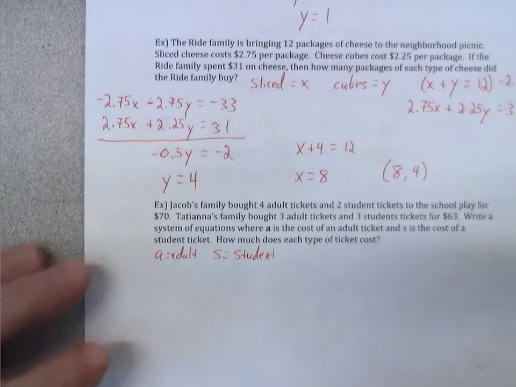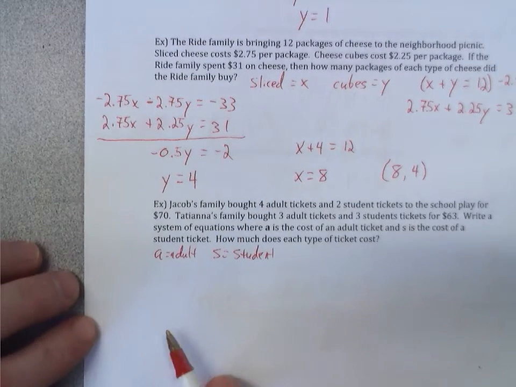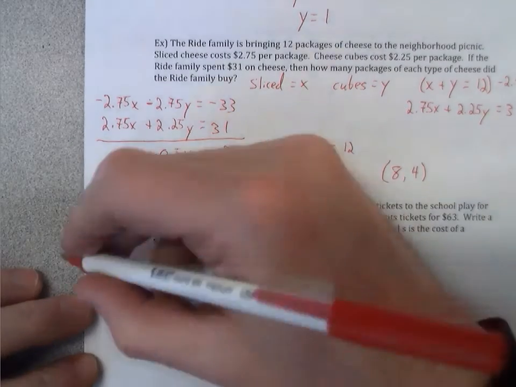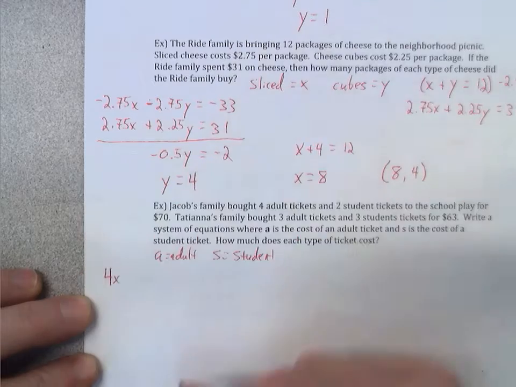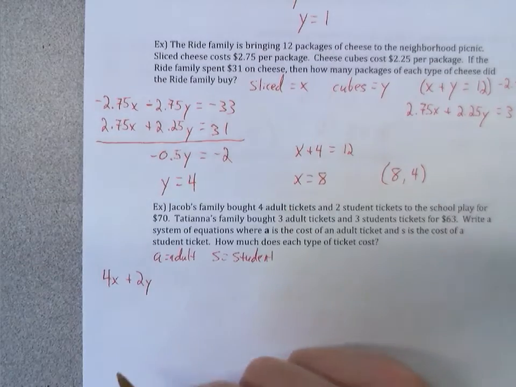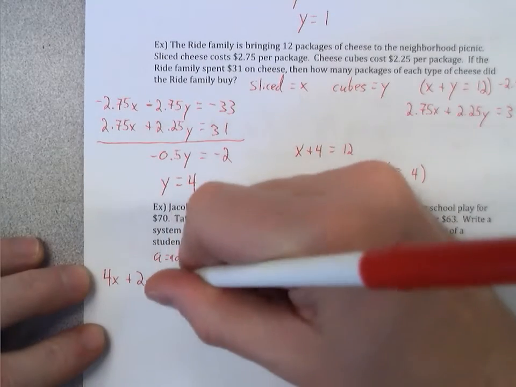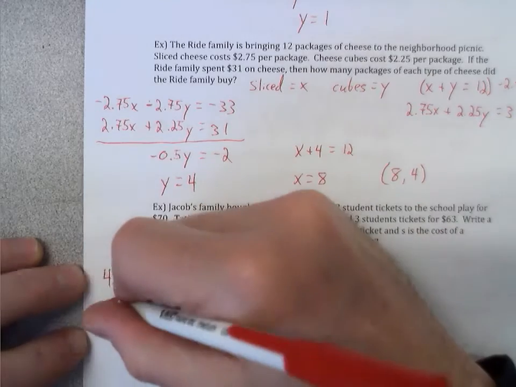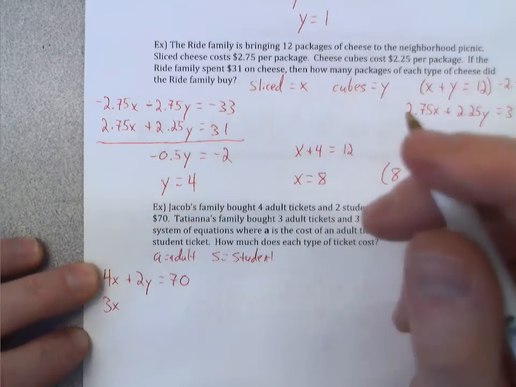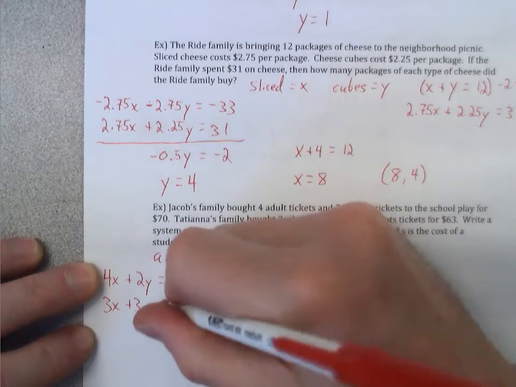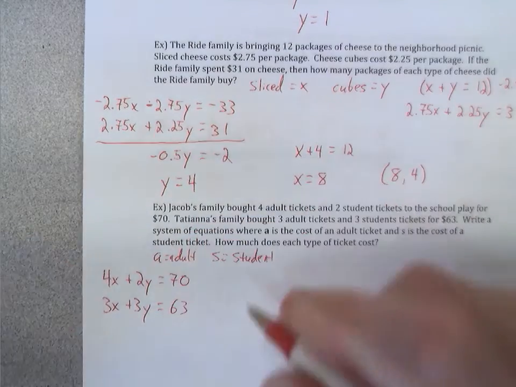We can come up with two equations, okay? We know that Jacob's family bought 4 adult tickets, 4x, plus 2 student tickets, 2y, and that totaled $70. Tatiana's family bought 3 adult tickets and 3 student tickets, and that equaled $63.